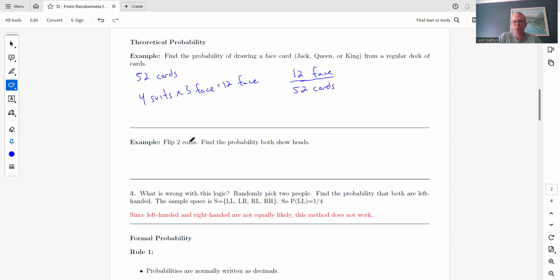Flip 2 coins and find the probability that both show heads. So let's list the sample space again. We did this on the first page, but if you're flipping two coins, assume you can tell the difference. So let's say you have a quarter and a dime, so you can tell which one's first and which one's second. Then the sample space would be heads, heads; heads, tails; tails, heads; and tails, tails. So for the probability that both show heads, we have one event that we're interested in and 4 possible outcomes altogether. And that is 1/4.